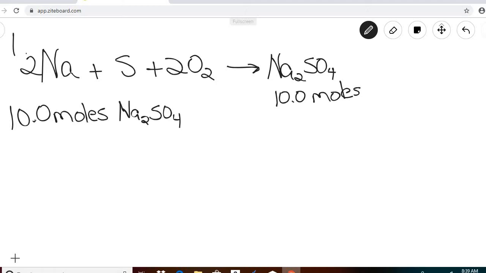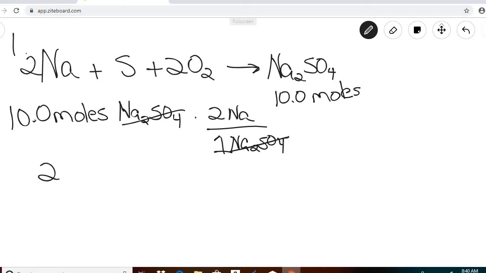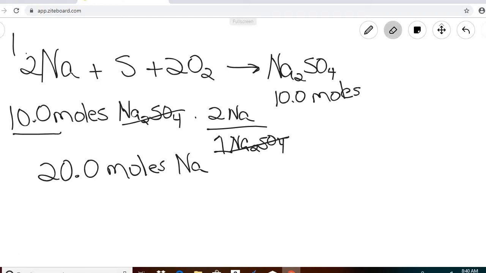and if we look at, let's do sodium first. So part A is sodium first. There are 2 sodiums for each 1 sodium sulfate. Okay, so the sodium sulfates are going to cancel, and 10 moles times 2 is equal to 20.0 moles of sodium. And 3 significant figures because this has 3 significant figures. Okay, so that's part A.